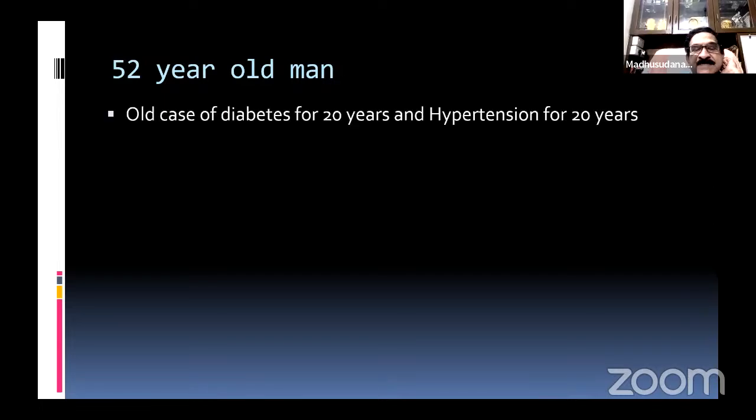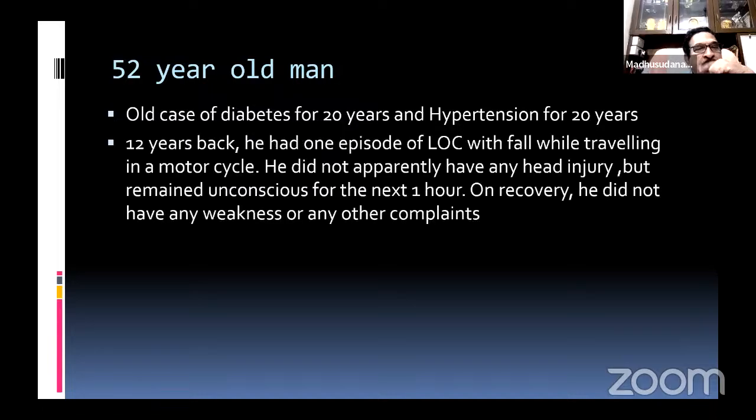This particular case I have shown some time back. Most have forgotten about it. Anyway, I'll go through that because it is somewhat related to the present problem. It's an old case of diabetes for the last 20 years and hypertension for the last 20 years. 12 years back, he had one episode of loss of consciousness with fall while traveling on a motorcycle. He did not apparently have any head injury, but remained unconscious for the next 1 hour. On recovery, he did not have any weakness or any complaints.